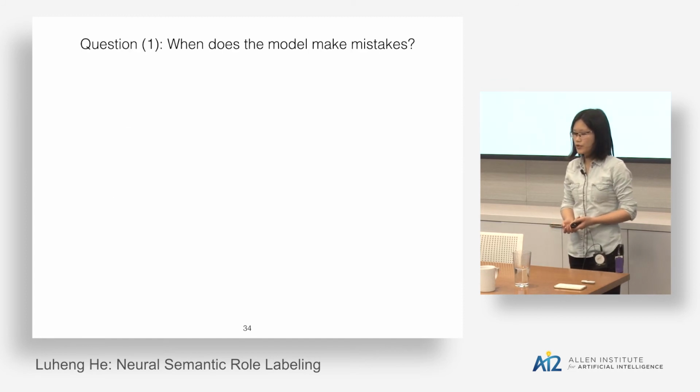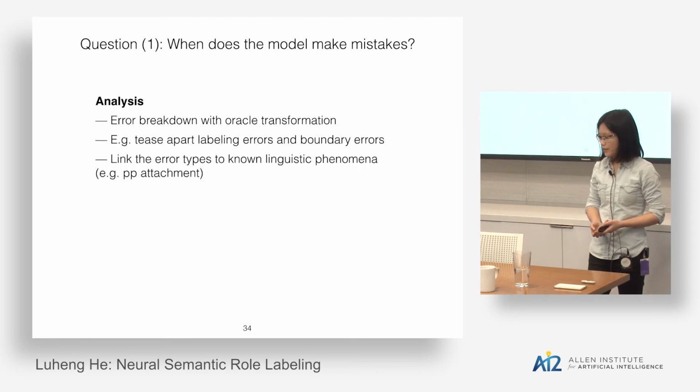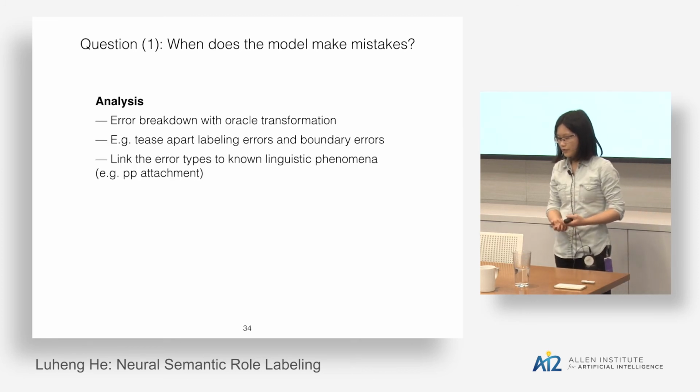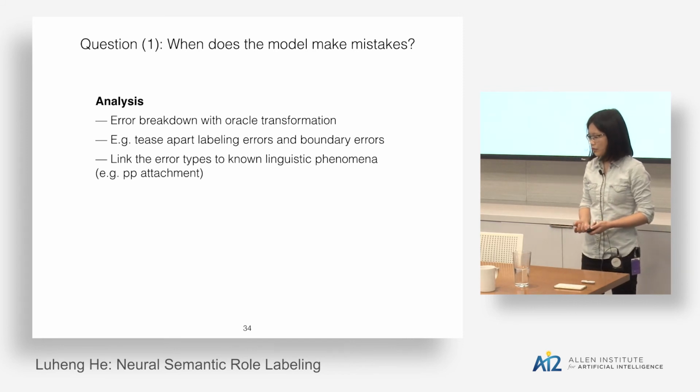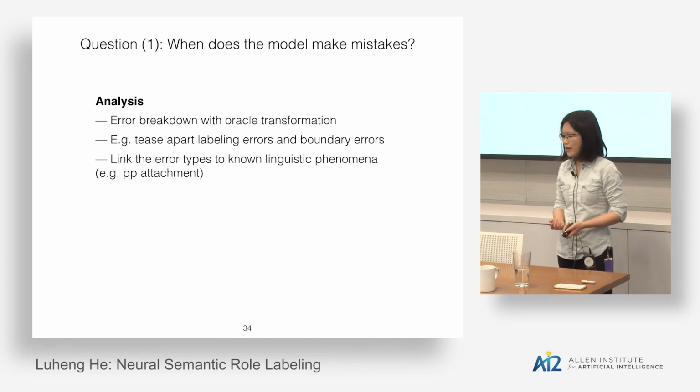So let's start with the first question, when does the model still make mistakes? To analyze this part, we introduce a set of oracle transformations that try to fix different types of errors, starting from the predictions and until the model gets 100% accuracy. The idea is that we want to tease apart different types of structural errors, such as labeling errors versus boundary errors. And we want to link the different error types to linguistic phenomena, such as PP attachment mistakes.